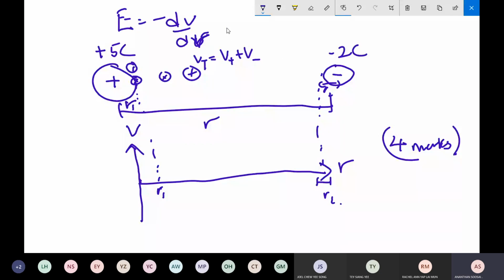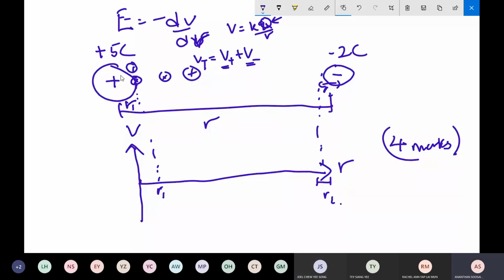What is the potential formula? Anyone? KQ over R, right? Capital Q is the center charge. When you calculate electric potential, do you need to include the sign of the charge? Yes. So at point 1, which is going to be greater in terms of magnitude, V positive or V negative?